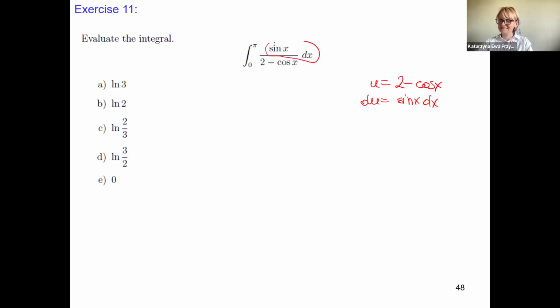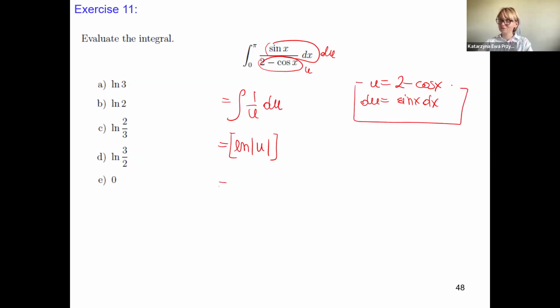Yeah, the function in the denominator has its derivative on the top. That means this is du, this is u. 1 over u du. We could even skip this natural log of u. We just need new limits of integration. Or we can come back to the original variables, 2 minus cosine x, and use 0 and pi. But we can use the new one.